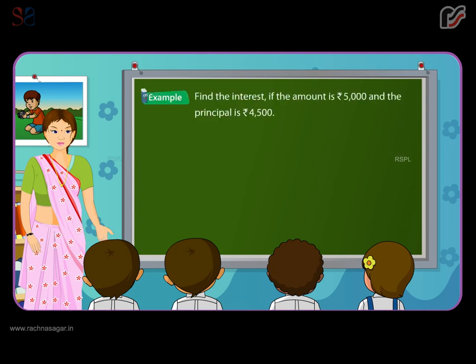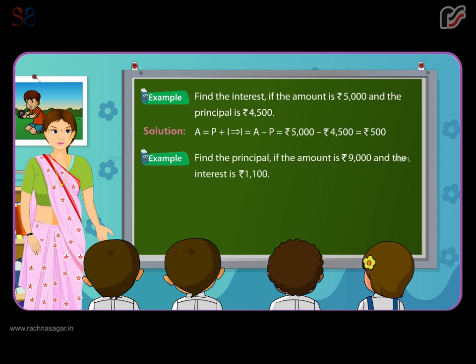Example: find the interest if the amount is 5,000 rupees and the principal is 4,500 rupees. Solution: A is equal to P plus I, so I is equal to A minus P is equal to 5,000 rupees minus 4,500 rupees is equal to 500 rupees.